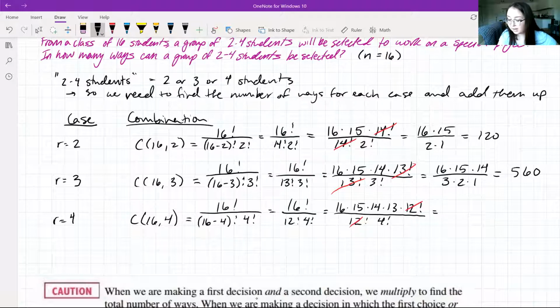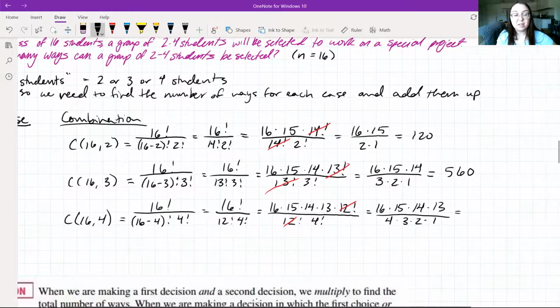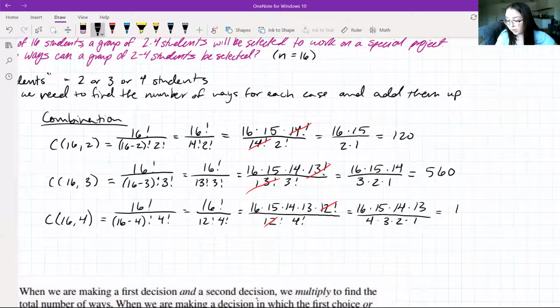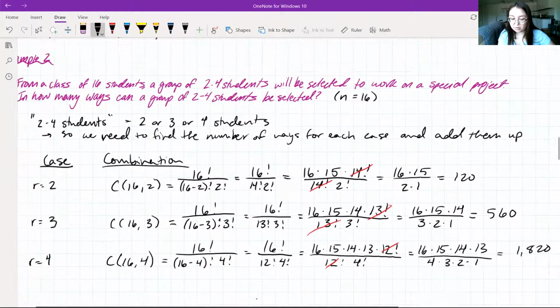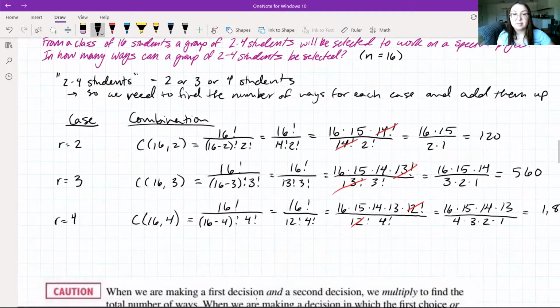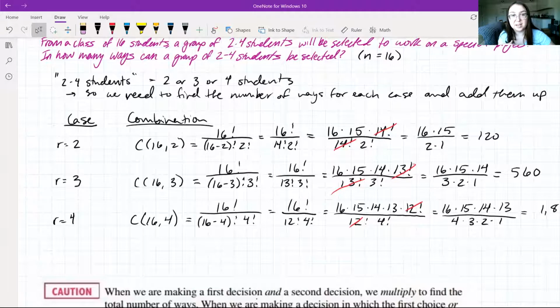And we end up getting 16 times 15 times 14 times 13 divided by 4 factorial, which is going to be 4 times 3 times 2 times 1. And when we calculate that value, we're going to end up getting 1,820 combinations.